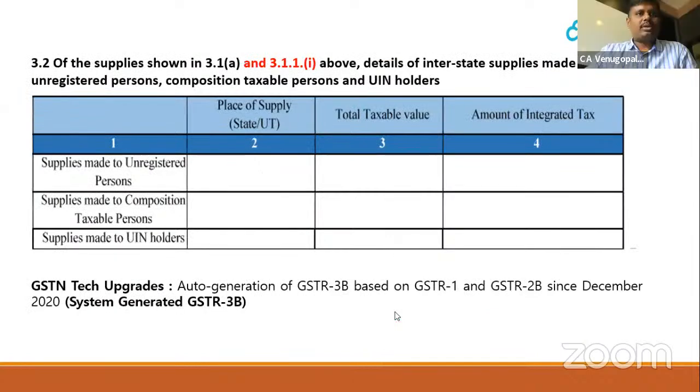One point I would like to add here is that in table 3.2 you give the place of supply, the total taxable value, and the amount of aggregate tax paid on those supplies. Yeah, Bharti.